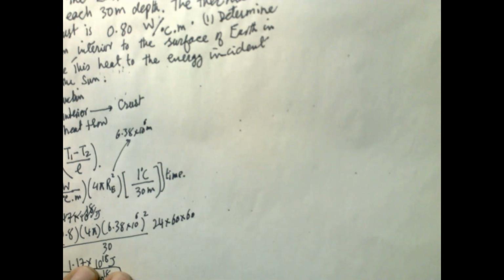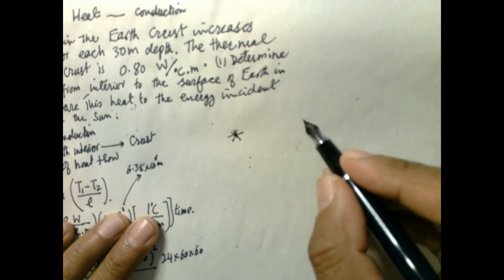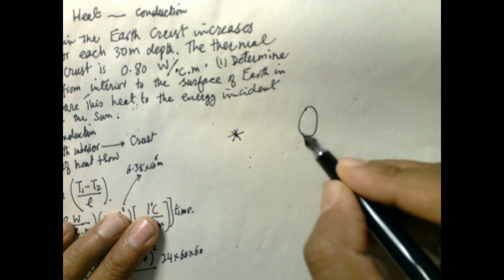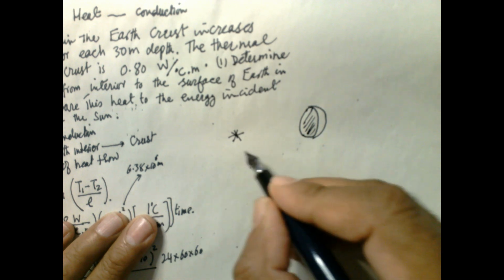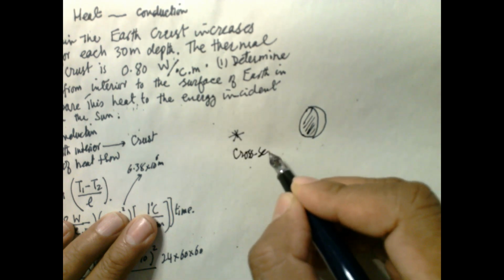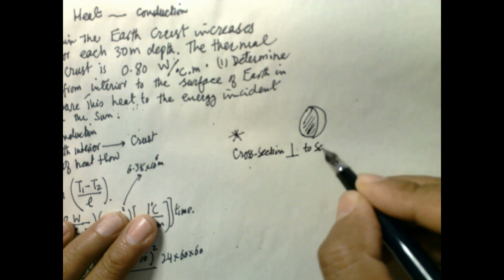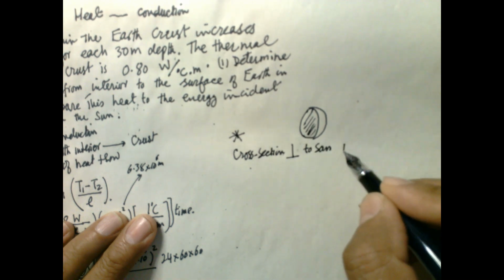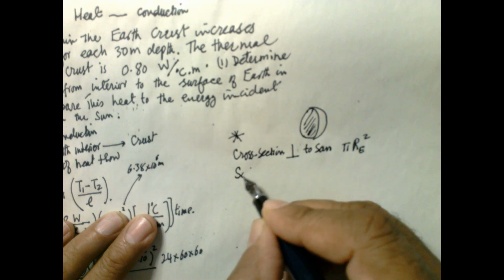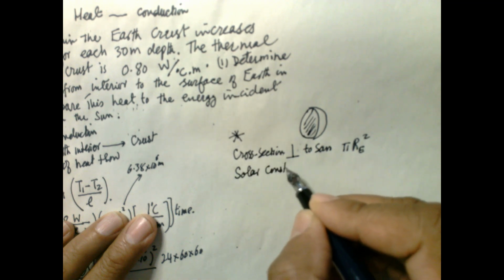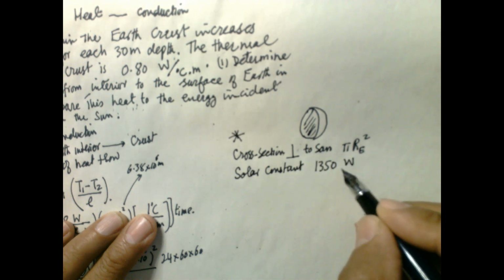Now this is the sun and this is Earth. Suppose this area is perpendicular to the sun. So the cross section is perpendicular to the sun. So this is equal to pi r E square, and the solar constant, which is the energy supplied by the sun, watt per meter square.